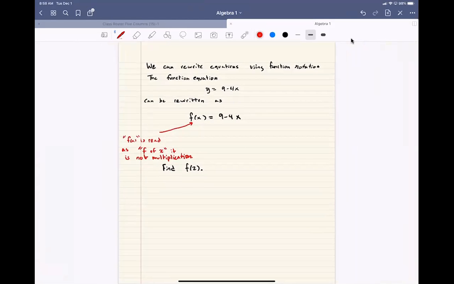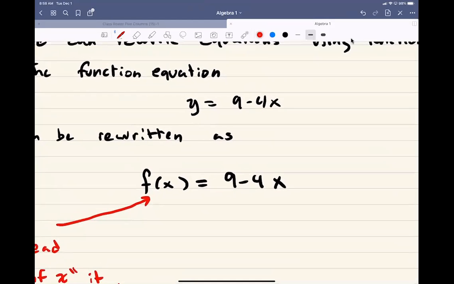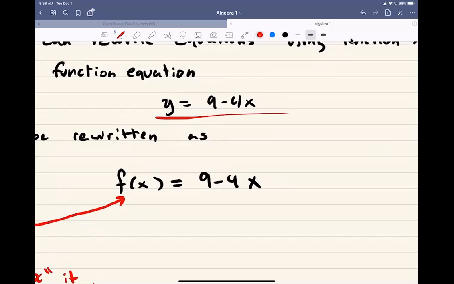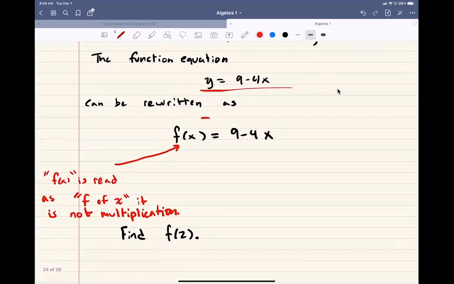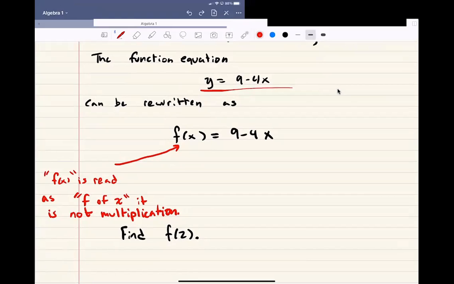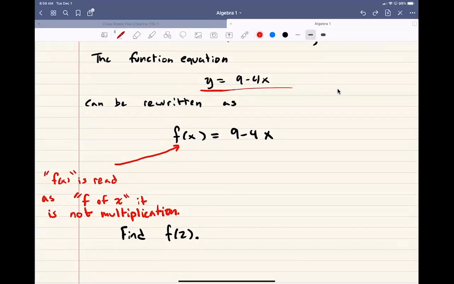But sometimes we like to use what's called function notation. Basically that means, let's say we have this function right here, y equals 9 minus 4x. We like to rewrite this a certain way, and so what we can rewrite it as is f of x equal to 9 minus 4x. This part right here is read as f of x, and it does not imply multiplication. This is just another way to say y, right? And we like function notation because we can do things like this.